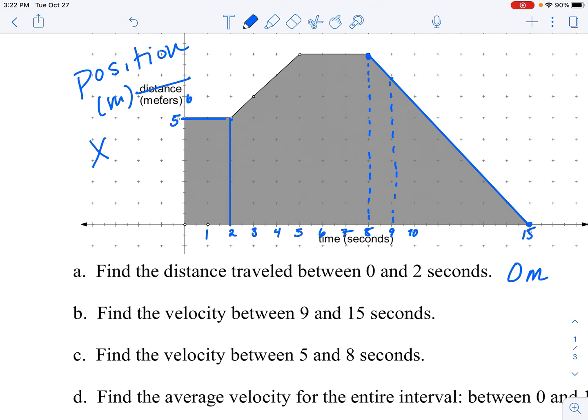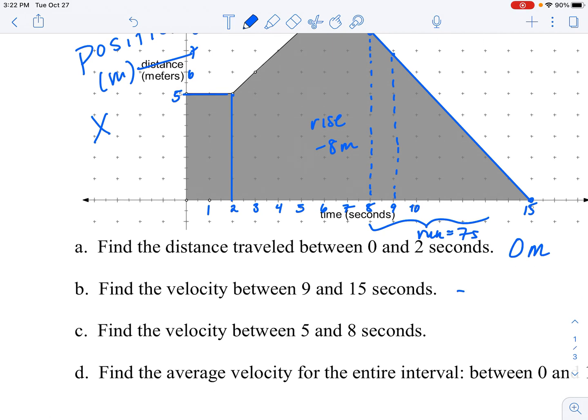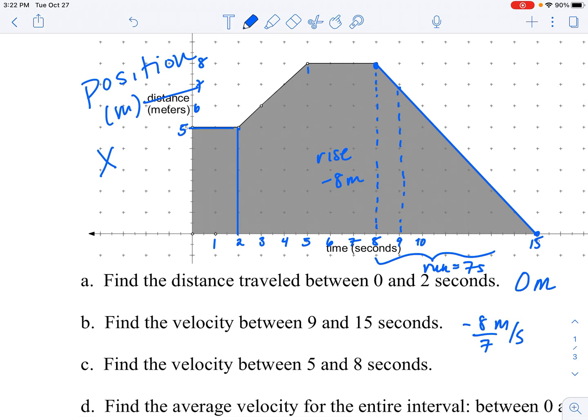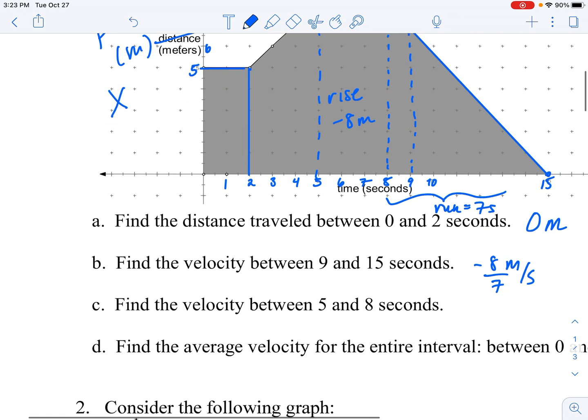And let's see, this is 6, 7, 8. This would be a rise of -8 meters and a run of 7 seconds. So the velocity there would be -8 over 7 meters per second. Find the velocity between 5 and 8 seconds. Between 5 and 8 seconds, the object, again, is not moving, so the velocity would be 0 meters per second.